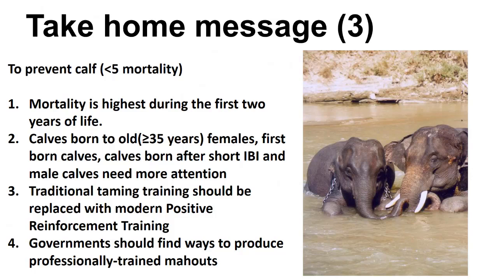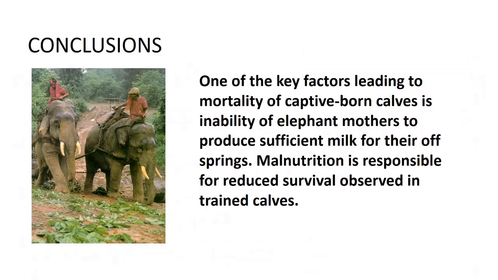Governments should find ways to provide professional training. This is very important to every range state. In conclusion, one of the key factors for captive-born infants is the maternal condition and a sufficient amount of care for the offspring. Male response to reduced survival is trained. This is based on my Studbook data. All the factors are involved, but it starts from this.